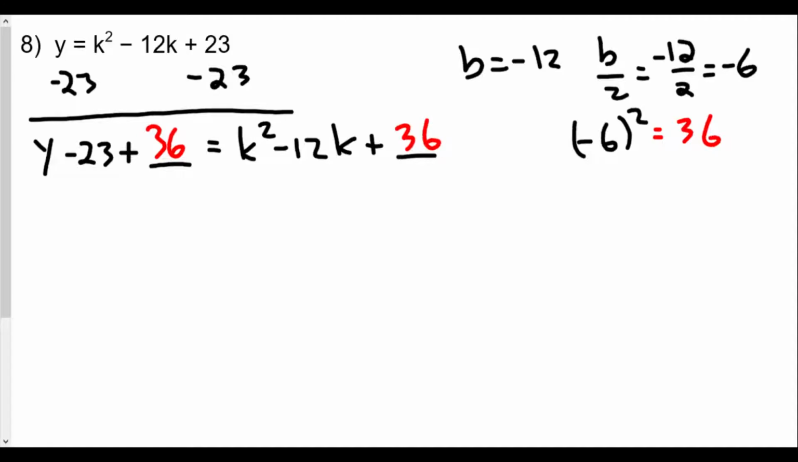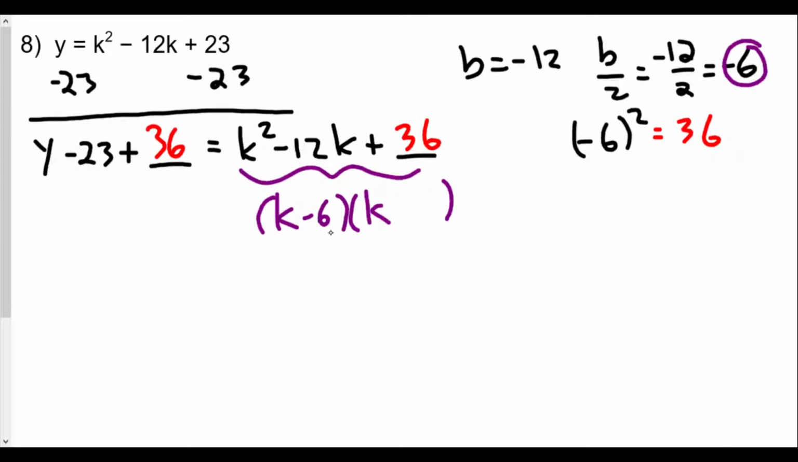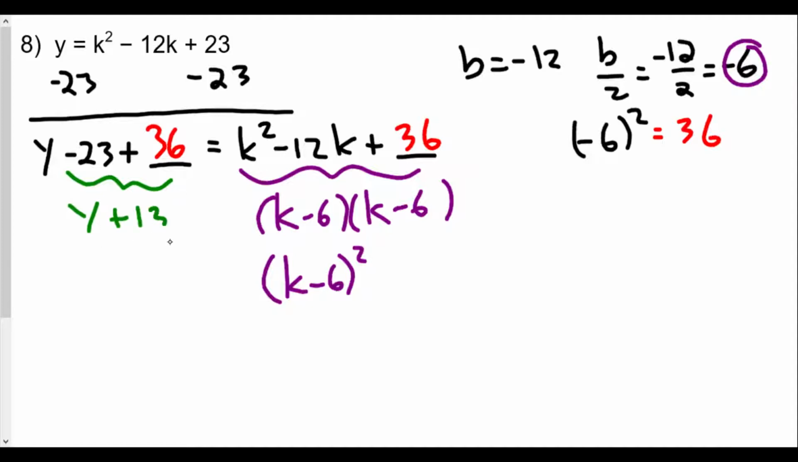So now on the right side, we're going to factor this, although we don't really factor because we know in this case we're going to get k and k, and that b over 2 value is what we put in here, minus 6 and minus 6, or k minus 6 squared. So that's on the right side. On the left side, we're combining the negative 23 plus 36, which gives us a value of 13. So we can get y plus 13 equals k minus 6 times k minus 6, or y plus 13 equals k minus 6 squared.